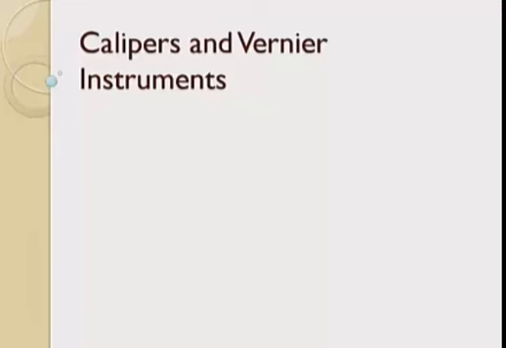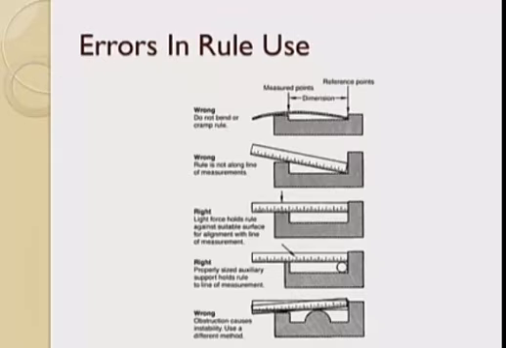Calipers and vernier instruments. When using a rule, there are often ways that you can generate errors. In the top illustration, you can see that you can generate an error if you end up bending the rule. The rule needs to be straight in order to get an accurate measurement. Also, if you cock it, instead of having it along the direction of the measurement, you're going to have an error in your measurement. The correct way is to have a light force, holding the rule against a suitable surface, for alignment with the line of measurement. Or you can have a properly sized auxiliary support to hold the rule to the line of measurement.